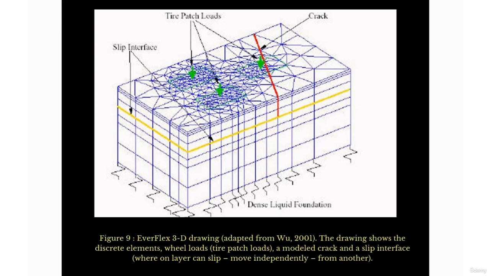So here's an example of what the finite element looks like. You can see here there's a crack, here's the tire patch load, and here's the slip interface. So yes, you need a slip interface when you're designing. Here is an Everflex 3D drawing adapted from 2001. The drawing shows the discrete elements, wheels, loads, tire patches. It shows exactly what we'll be looking for, and then the dense liquid foundation. So this is typically what a finite element method would look like. You can see all those finite elements and how they mesh together. Anyway, let's move on.